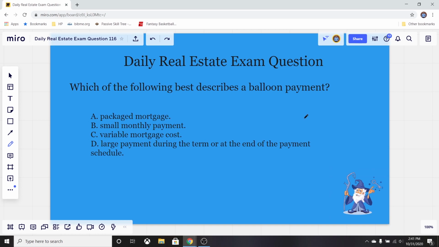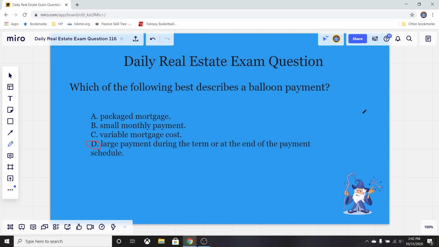All right, so hopefully you guys came up with the answer for the question today. So what is the correct answer? Well, the correct answer is D. Yes, D. It is a large payment during the term or at the end of the payment schedule. For those of you who don't know, a balloon loan goes with a balloon payment. A balloon loan is a mortgage which does not fully amortize over the term.